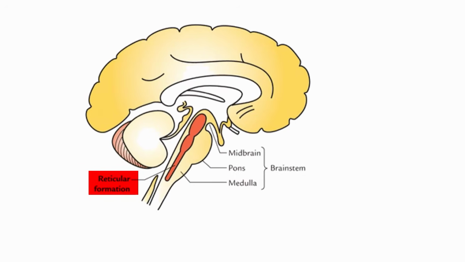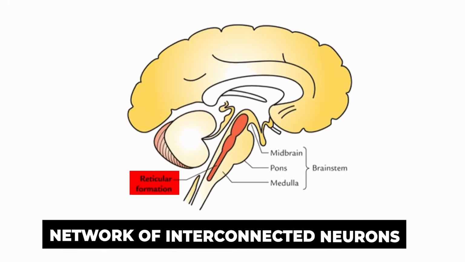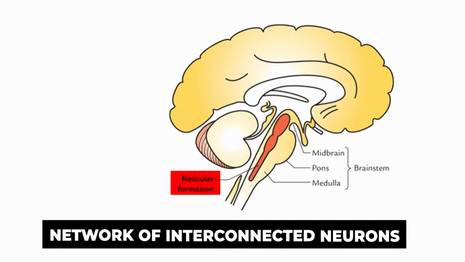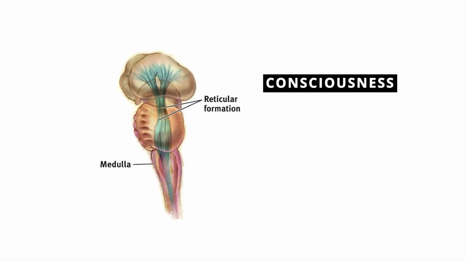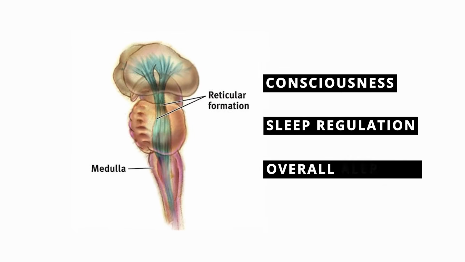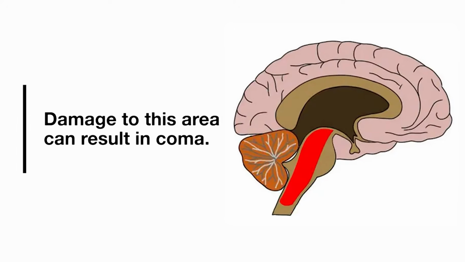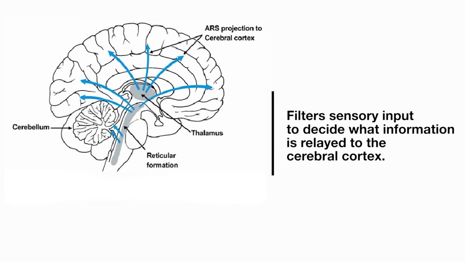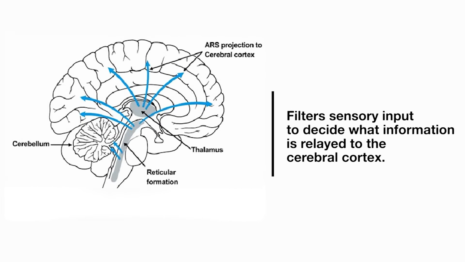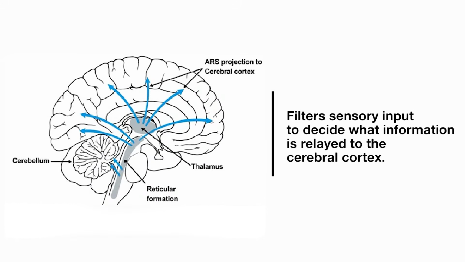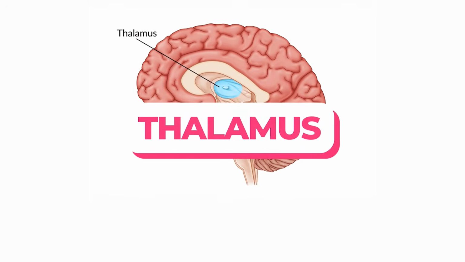Reticular formation. Spanning the length of the brainstem, the reticular formation is a network of interconnected neurons. It's vital for consciousness, sleep regulation, and overall alertness. Damage to this area can result in coma. The reticular formation also filters sensory input to decide what information is relayed to the cerebral cortex. Thalamus.